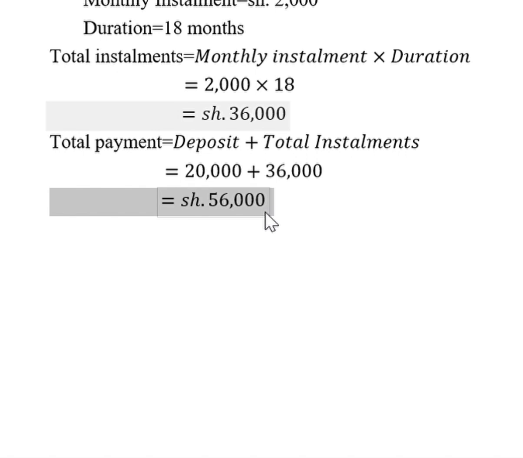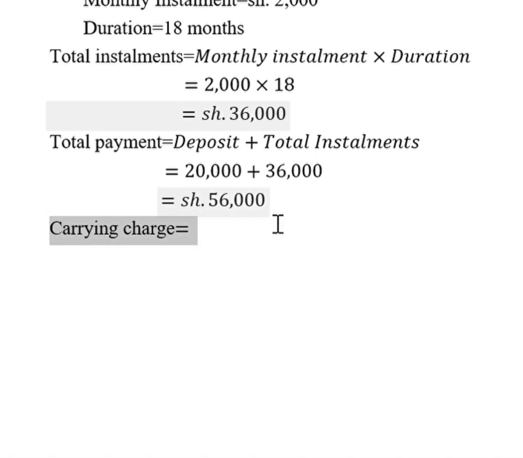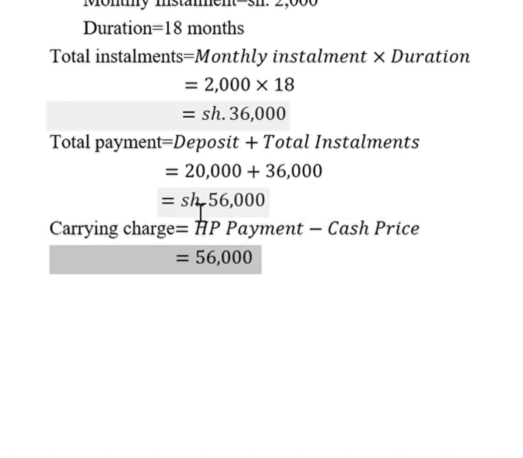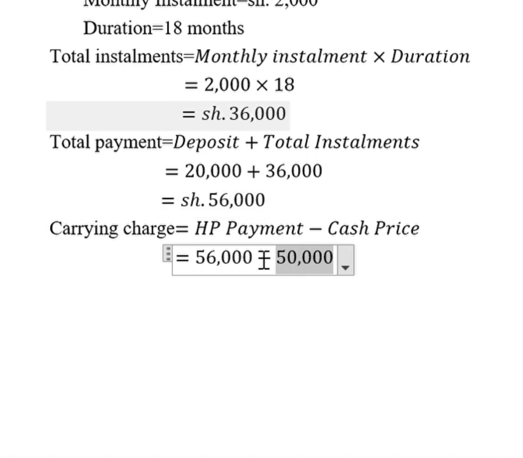Now, for us to get the carrying charge, we shall take the hire purchase price, subtract the cash price, and that is 56,000 shillings, which we have just calculated here, minus the cash price, which is 50,000 shillings, and that gives you 6,000 shillings. This is the carrying charge.